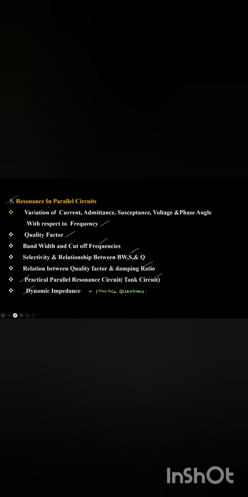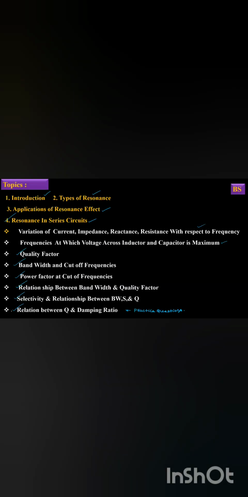Then after completing this, resonance in parallel circuits, same concepts. Variation of current, admittance, susceptance, voltage and phase angle with respect to frequency, quality factor, bandwidth and cutoff frequencies, selectivity and relationship between bandwidth, selectivity and quality factor, relation between quality factor and damping ratio, practical parallel resonance circuit, that is the tank circuit concept, then dynamic impedance, then finally practice questions. These are the concepts that I would like to discuss with respect to resonance. First, we'll start with some introduction, then types of resonance, application of resonance effect, then finally I will start the resonance in series circuits.